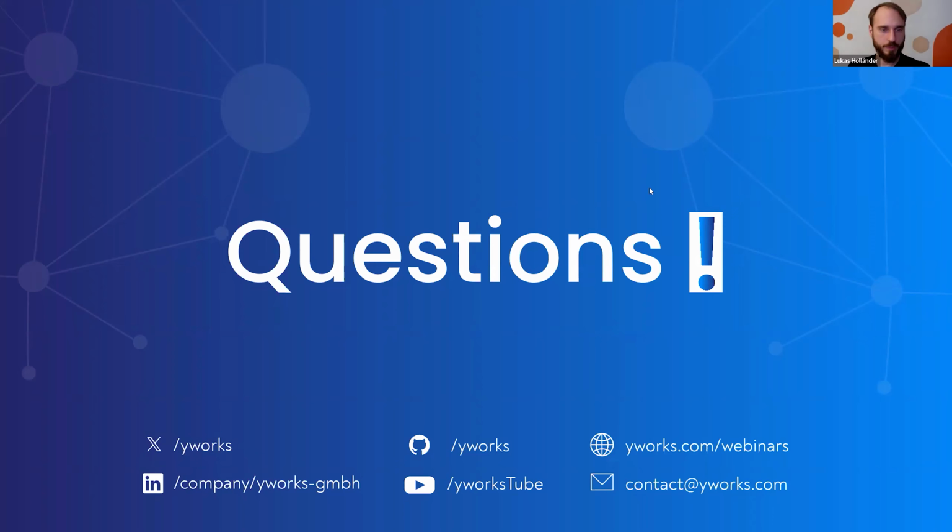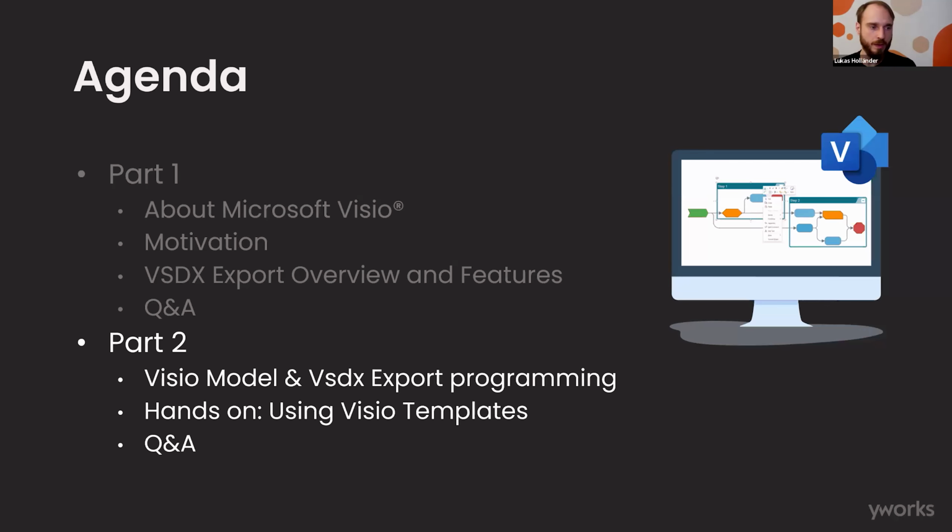Okay, then I'll continue with the second part. This part will be a bit more technical, as I mentioned before. Now I'm going to show you how the Visio shape and page model works, and how you program with the VSDX export, and then we're going to do a programming example.